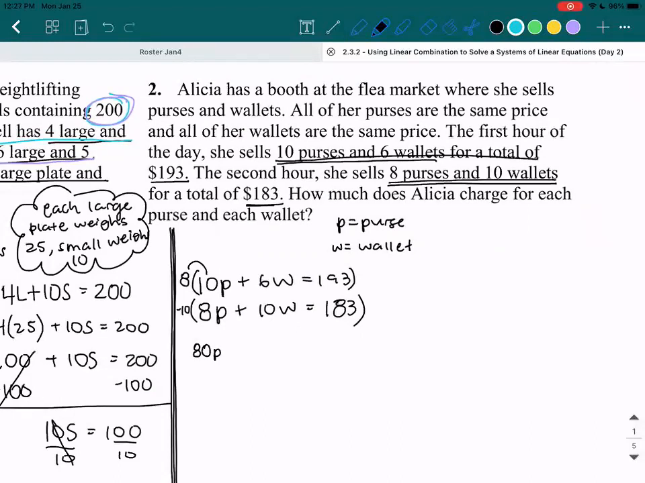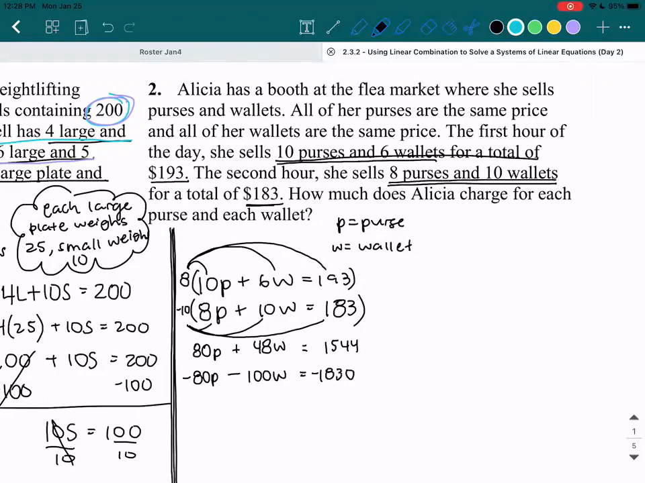Anyways, distribute. That gives you 80p. Distribute, 48w. Distribute. And I don't know what that is, so I'm going to use a calculator. 193 times 8 is 1,544. Do not be intimidated by big numbers. We have calculators. Let's do the bottom. -10 times 8, -80p. -10 times 10w, minus 100w. -10 times 183, -1,830.